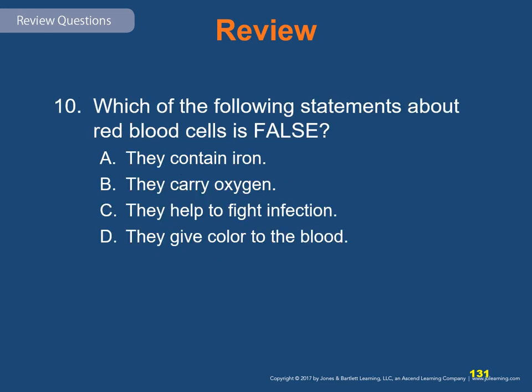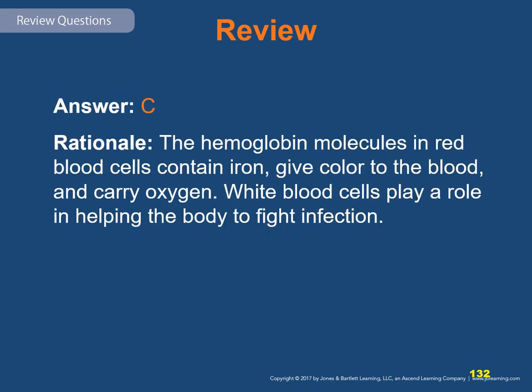Question 10. Which of the following statements about red blood cells is false? A. They contain iron. B. They carry oxygen. C. They help to fight infection. And D. They give color to the blood. If you know what the various components of blood are made of, this should be a pretty easy answer. And it is C. The hemoglobin molecules in red blood cells contain iron, which gives color to the blood and carries oxygen. But it is not the red blood cells that fight infection. It is white blood cells that play a role in helping the body to fight infection.